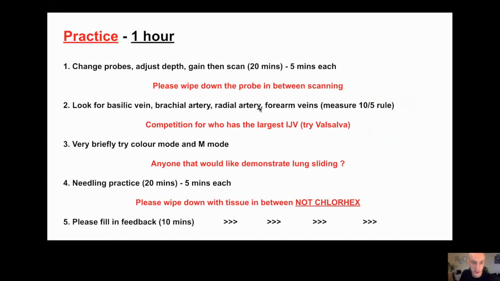So last slide, this is what you're going to do when you come down to practice, and I'll leave it there. Thanks very much for listening. I hope it's useful. No, it will be useful, and you're going to come down and practice, and you're going to learn how to do ultrasound cannulation.